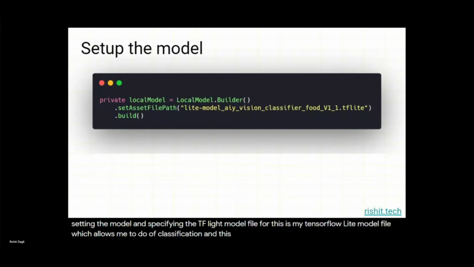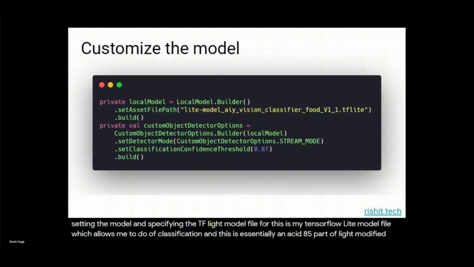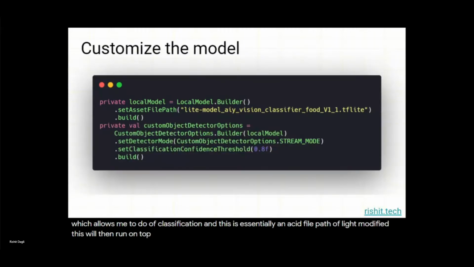And this is essentially an asset. So you can set the asset file path to the TF Lite model file. It will then run on top of the object detection model, which I want to use over here with MLKit. So the TensorFlow Lite model will run on top of the MLKit object detection model.